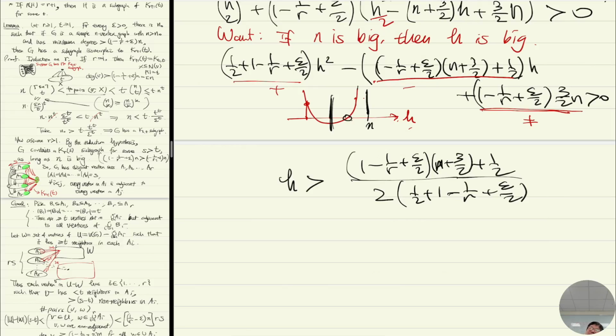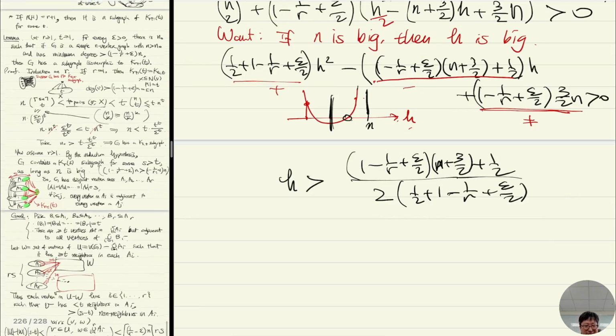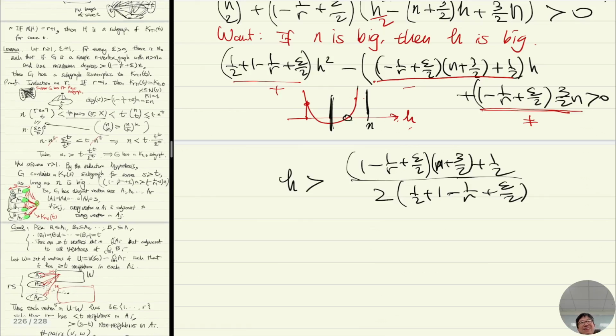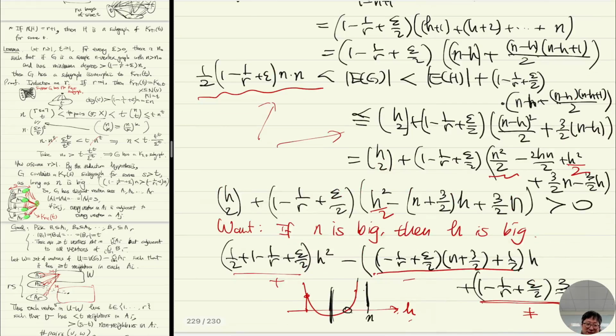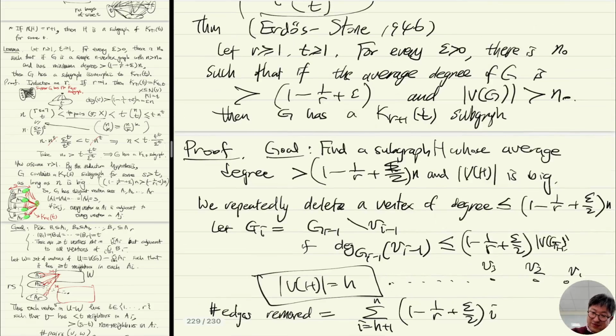That means we can find the subgraph whose minimum degree is big. Once we find the subgraph whose minimum degree is bigger than this, with epsilon over 2 here, we apply the previous lemma to deduce that there is a blow-up of a complete graph. Okay, so that's the proof of this, done.